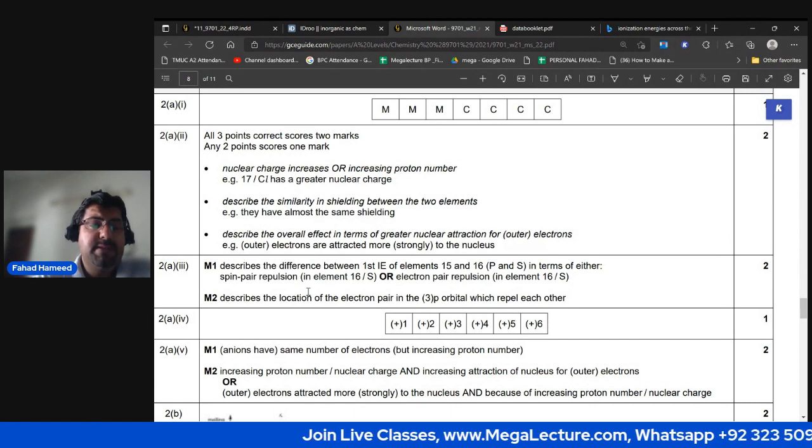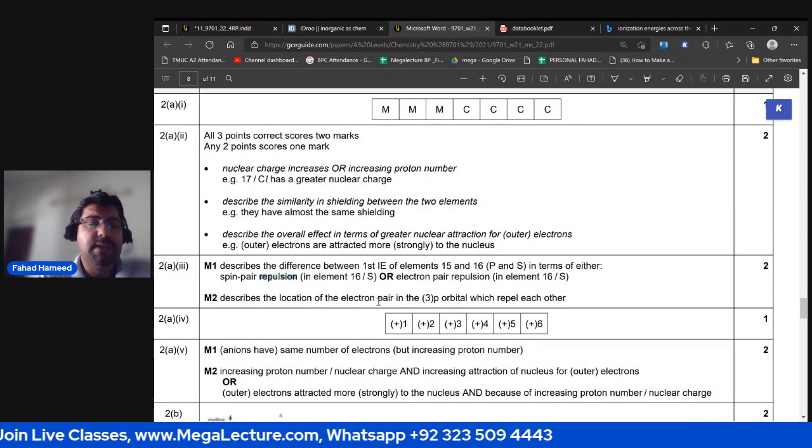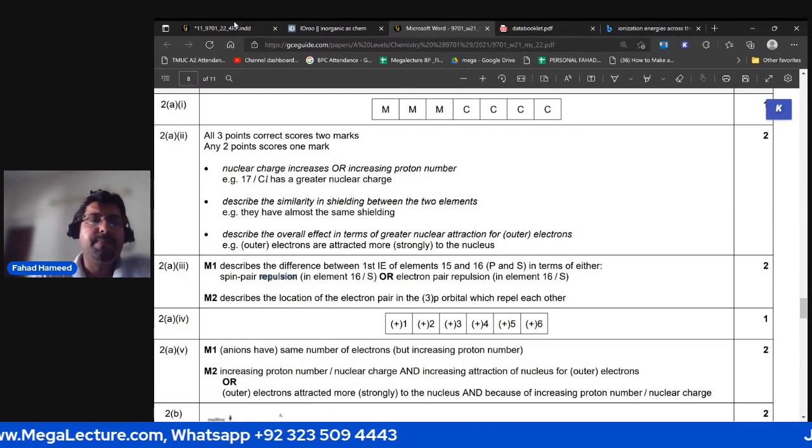Electron repulsion describes the location of the electron pair in the 3p orbital which repel each other. So you have to describe the location as well. So we did that as well.